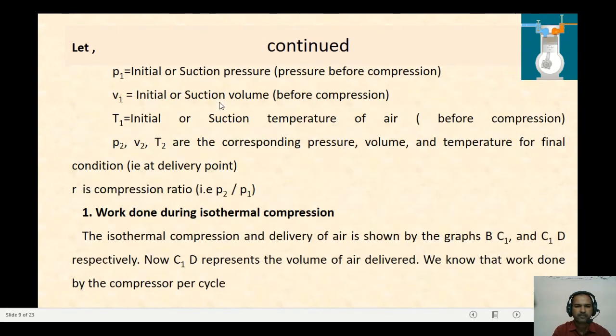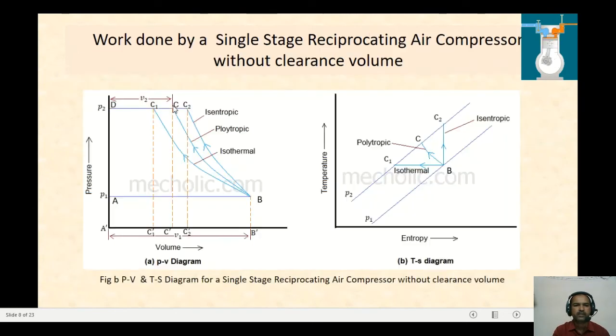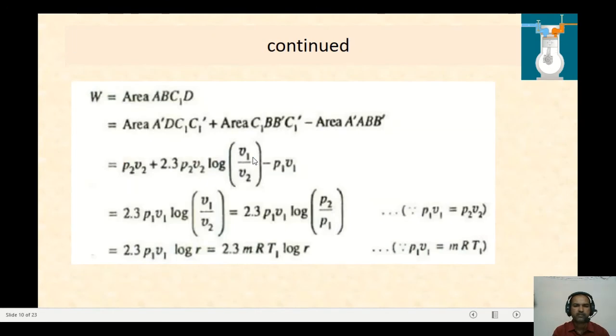So let us see. Work done during the isothermal compression means we are considering the area A, B, C1, D. So this is the area for the isothermal process, right? So A, B, C1, D, how can we write it? Like this you can write down area of A dash D C1 C dash plus area C1 B B dash C1 dash minus area A dash A B B dash. If we do this, we get the area A B C1 D.